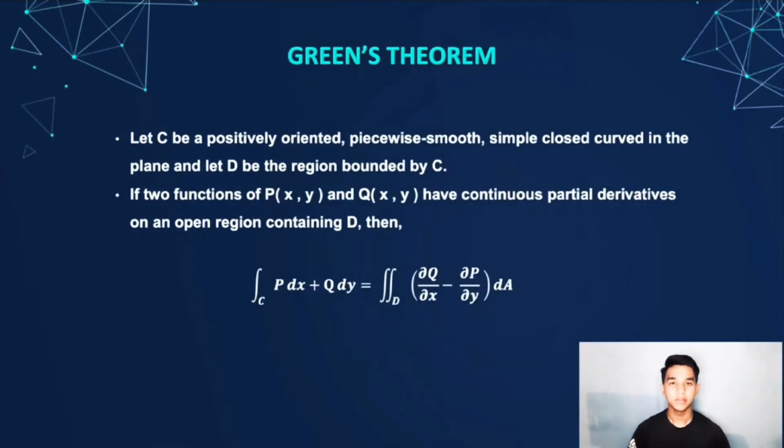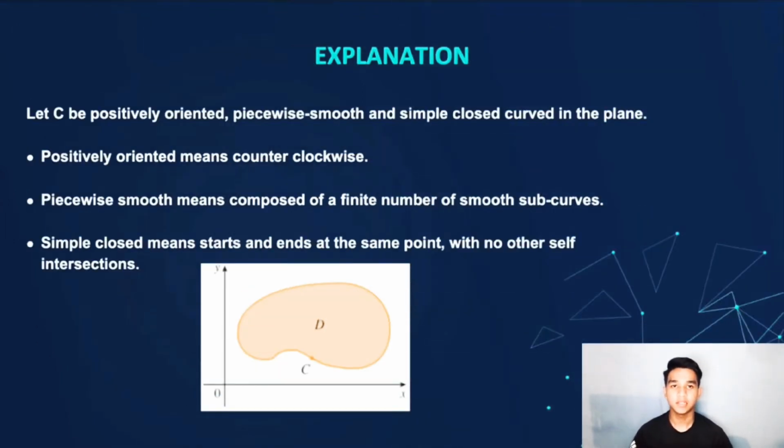First, if you have this line integral over C of P(x,y) dx plus Q(x,y) dy, you can solve this by using a double integration over R dA. Then you have to differentiate Q with respect to x minus P with respect to y. Then you need to find dA. So this is called Green's theorem. This is the explanation part.